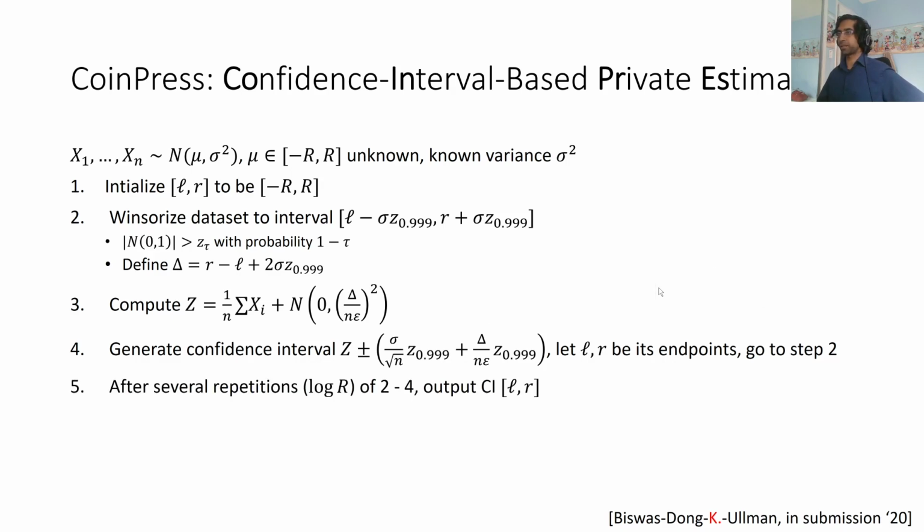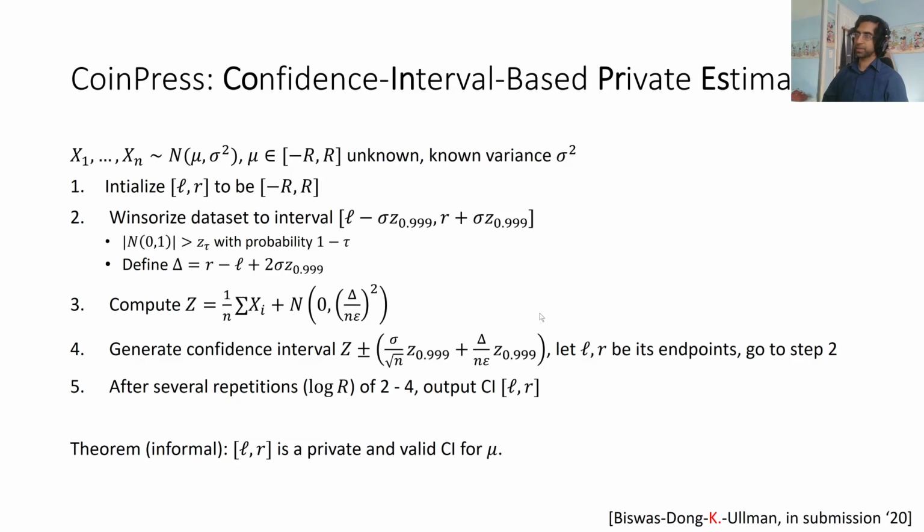And after repeating this enough times, say log of capital R iterations, that's in theory at least, in practice we can just do a few, then after several repetitions of this Winsorize, noise mean, confidence interval framework, we can just output the confidence interval L comma R. And like I said, informally, this is a private and valid confidence interval for the mean mu. Cool. So I'll leave this algorithm up, but you can see this is the whole thing. It's very simple. It fits in one slide, maybe just 3 lines, which are really doing all the work here.